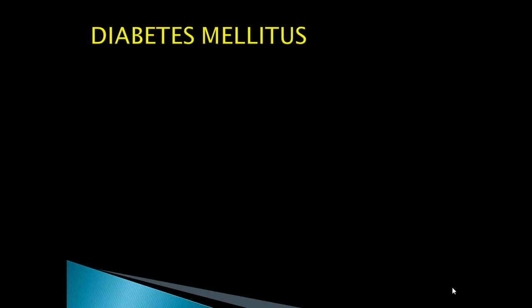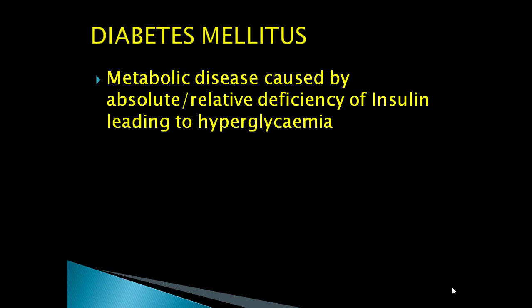So by now you are all aware of what is diabetes mellitus. It is a metabolic disease caused by absolute or relative deficiency of insulin leading to hyperglycemia. Diabetes has two types, type 1 and type 2. Type 1 is due to absolute deficiency of insulin, whereas in type 2 insulin is there but it is not able to act. So that is due to insulin resistance.